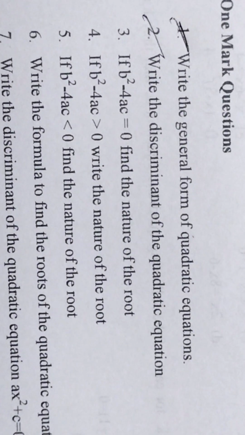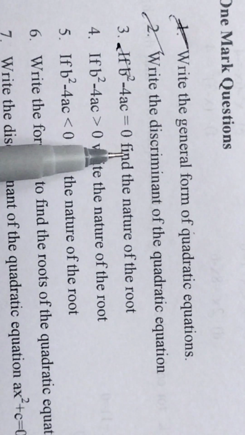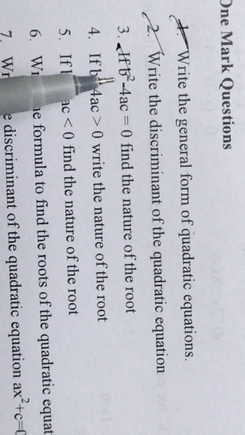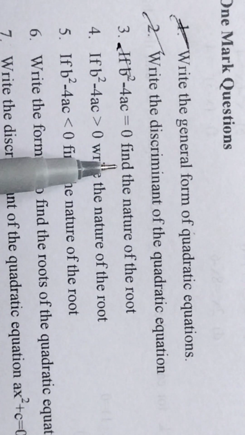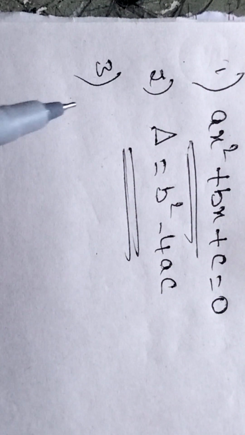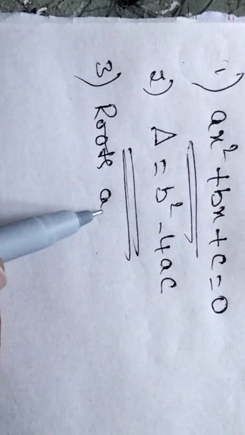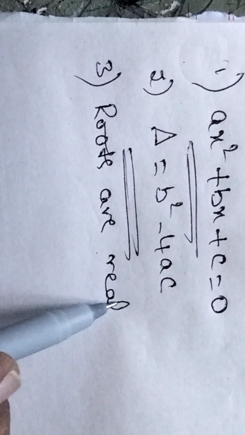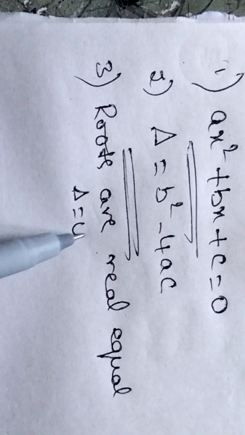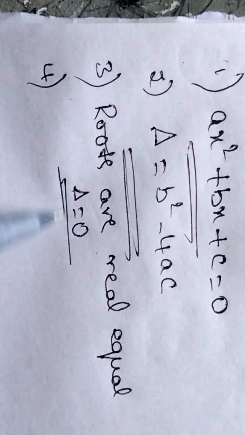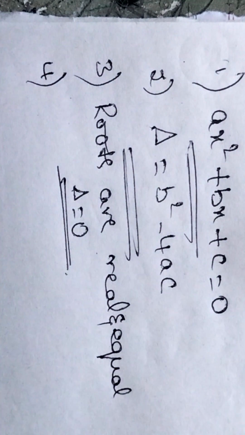Then coming to the third question, if b square minus 4ac, that is delta, is equal to 0, find the nature of the root. For the third question, the nature of roots are real and equal. So roots are real and equal when delta is equal to 0.